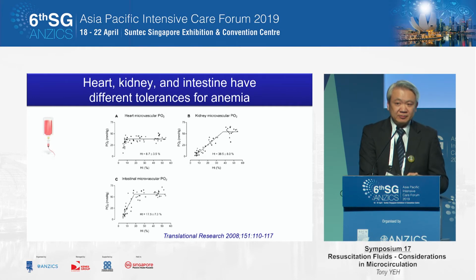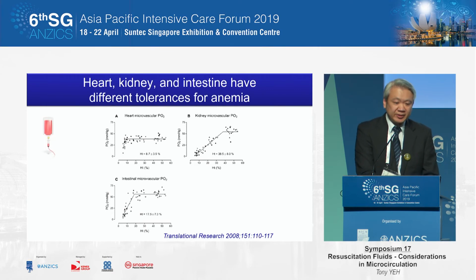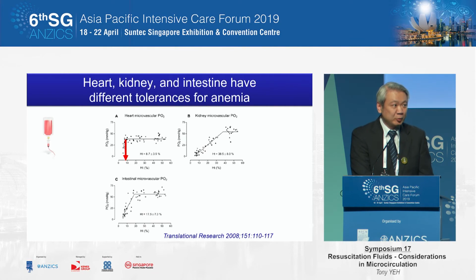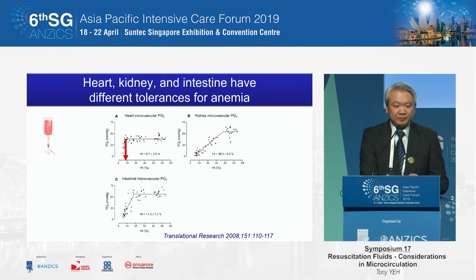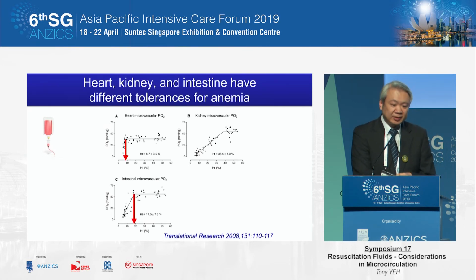But actually for different organs, the tolerance to hemoglobin level is different. In this study, as you can see, part A is the heart. The heart tolerates low hemoglobin levels very well, even if the HCT is lower than 10, the heart can easily extract oxygen. We start from C. C is the intestine. As you can see, for the intestine, maybe the HCT is around 20%. The intestine can get oxygen easily.